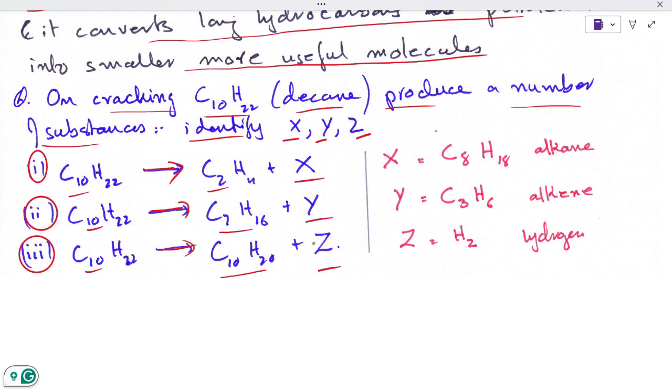Remember, when we have to identify X, Y, and Z, we are going to balance the number of carbon atoms and hydrogen atoms. So in the first one, if I have C2H4, the number of carbon atoms left are 8 and hydrogen left are 18. So it is C8H18, an alkane. Second one, carbon 7 and H16 in the product. So the left are 3 carbons and 6 hydrogens, which is an alkene. And in the last one, we have only 2 hydrogens less. So Z is hydrogen gas.